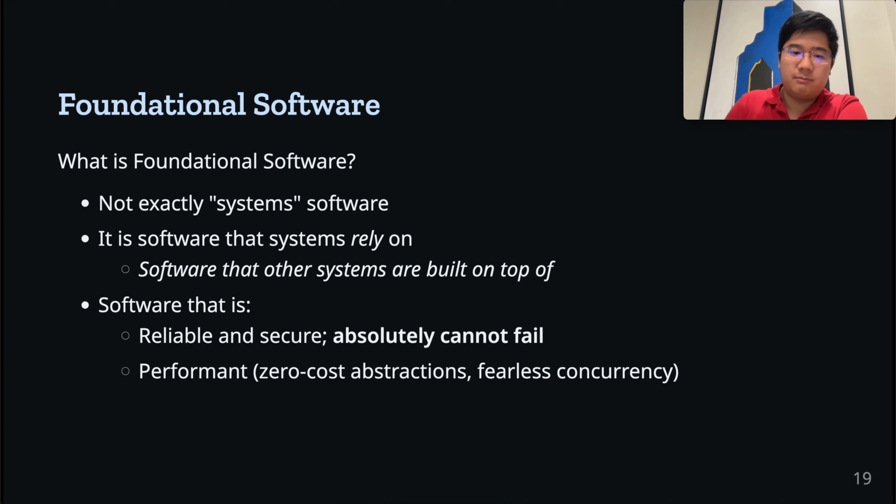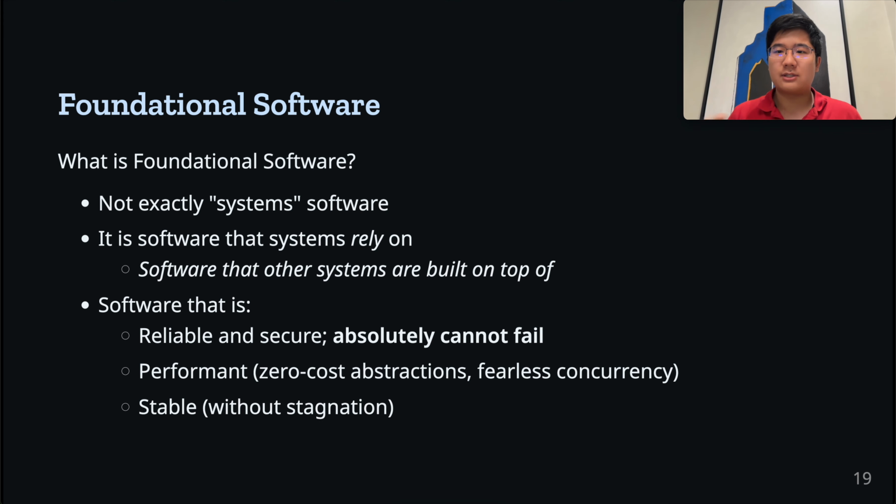Foundational software also has to be performant. What we mean by that is if you have software at the bottom and it's slow, then everything above it is also slow. So you have to have reliability, security, and performance. And it gets worse. We also need to have stability, in that we cannot make changes to our software and have everything on top of us break because the APIs are no longer compatible. We cannot be unstable.